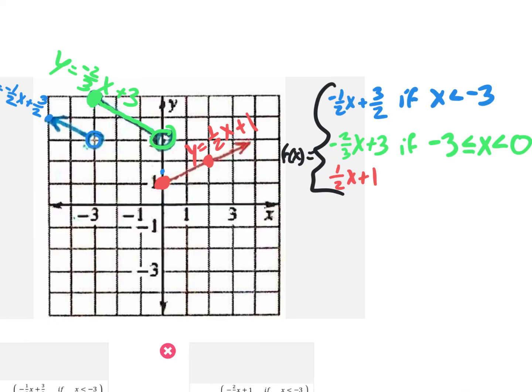Last but not least, we have this red one with the condition being that, look at this endpoint, that's at the x value of 0.